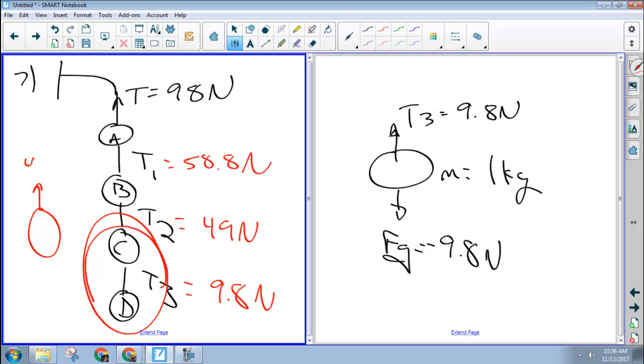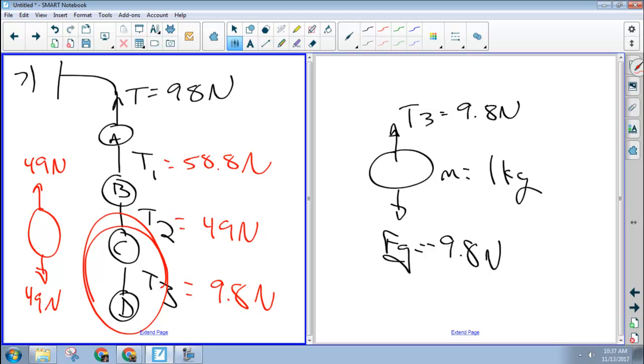Then you can repeat that process for discs C and D, right? You've got 49 newtons pulling up, which means that the weight of those must be 49 newtons. So that's a combined mass of 49 over 9.8, so that's 5 kilograms, right? And you know 1 kilogram is D, so it must be 4 kilograms for C.